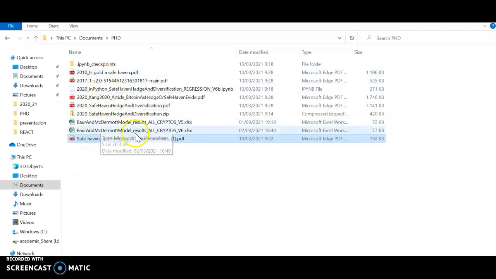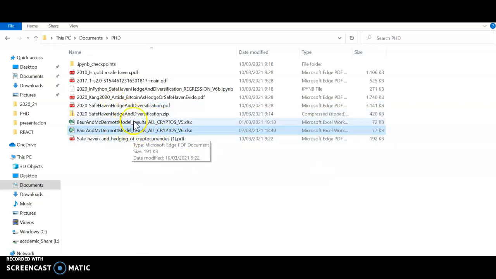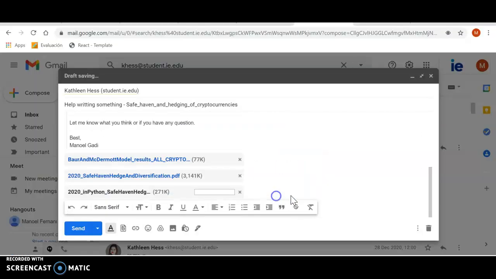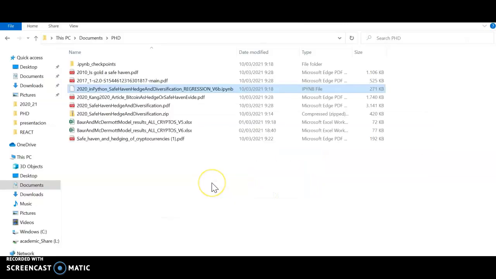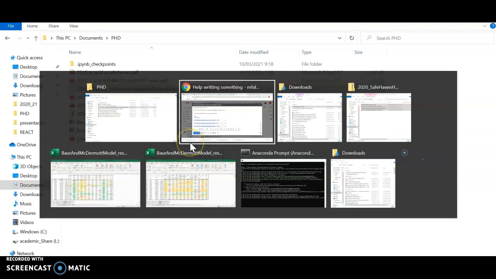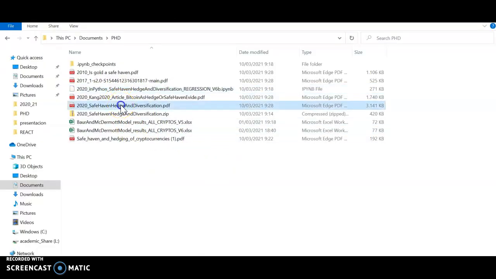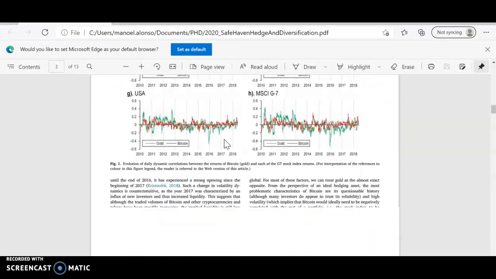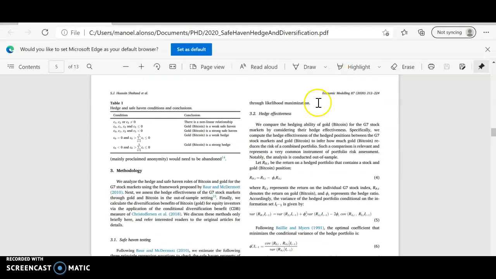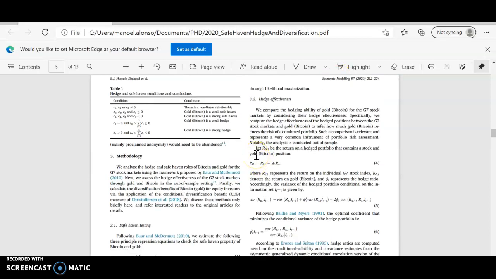So basically, I'm including one of the conclusions, the original article, so that you understand the code that I've used to generate my conclusions, and now I'll explain the whole thing a little bit to you. In this article here, they propose a test to check whether Bitcoin can be a diversifier.